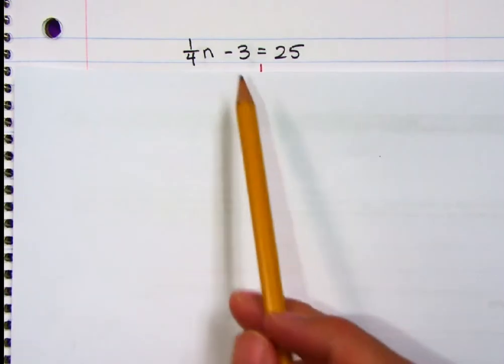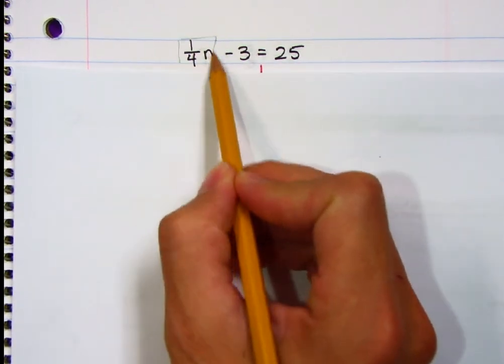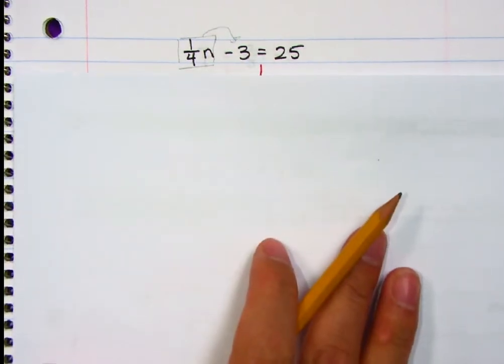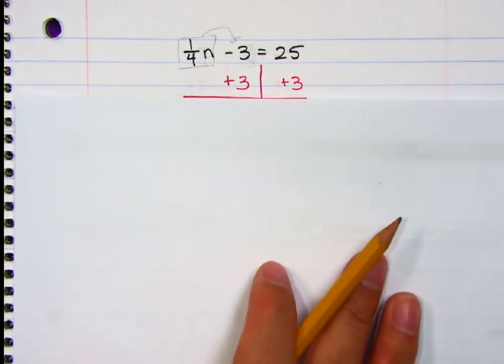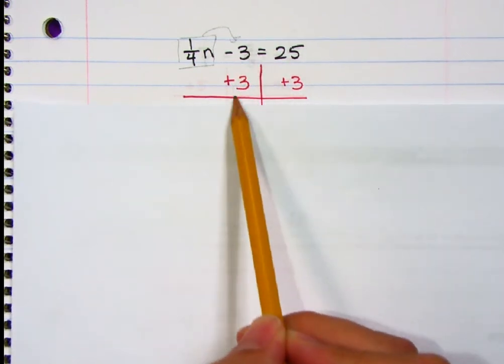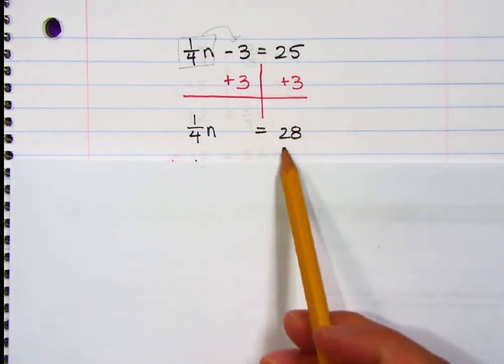Let's do something a little more challenging. So here we go. I take a look at this. Once again, I find my variable term that's right over here. I look right next to it and I say this constant is the one I want to get rid of. So it's already a negative 3. I'm going to add 3 to both sides. Add 3 to both sides. That allows me to eliminate these 2. Those get eliminated. I get 1/4 n. This turns out to be 28.